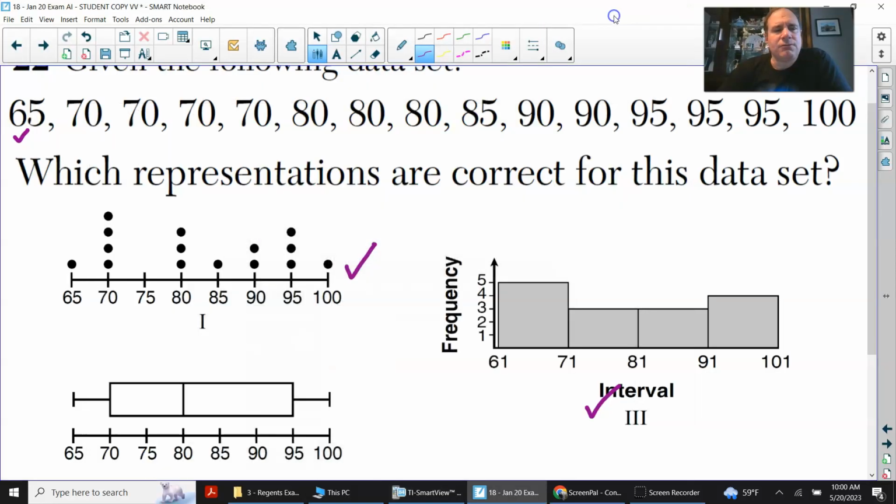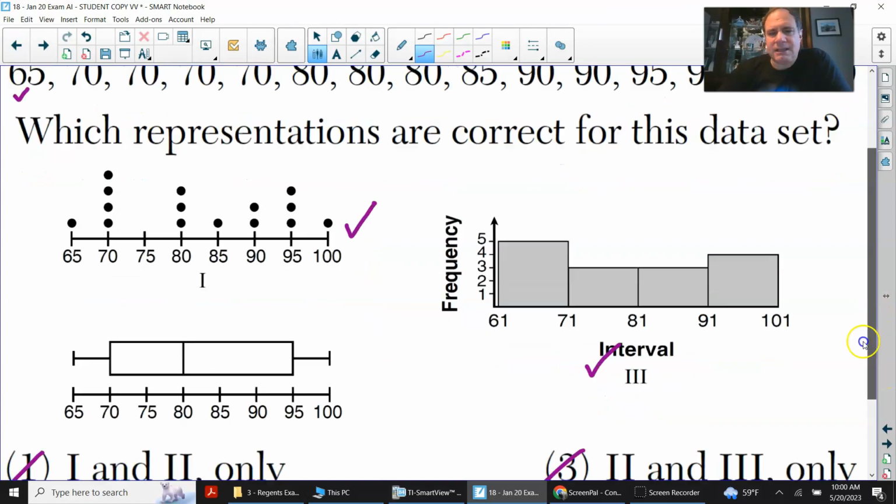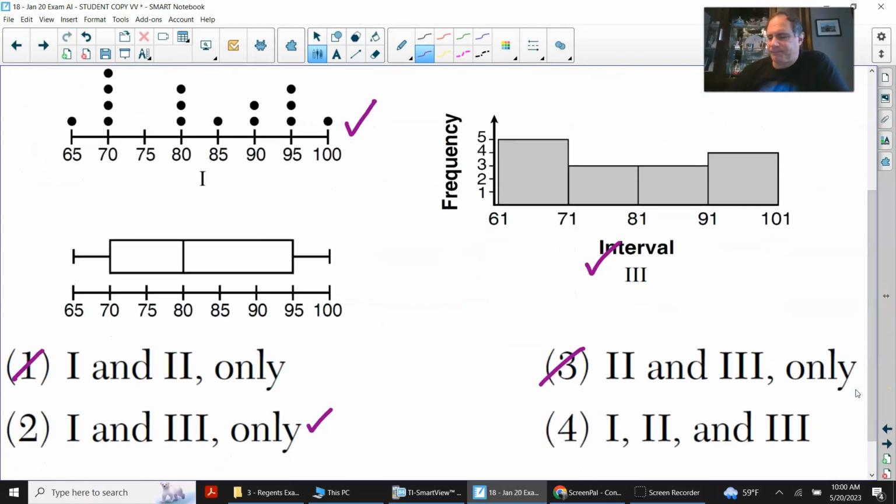So we're going to take a look to see if this box and whisker plot is good. This is the minimum number. Min stands for minimum. Max is the largest number, and we could tell that by what they gave us. This, however, is Q1. This is the median, sometimes known as Q2. And this is Q3.